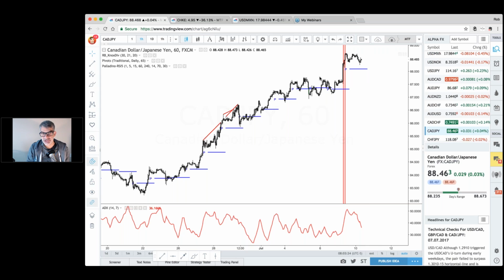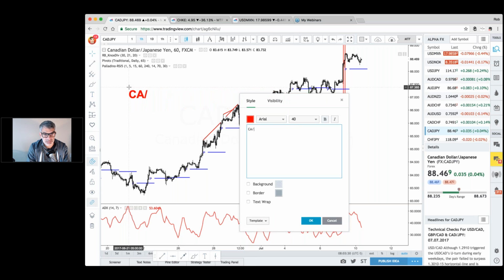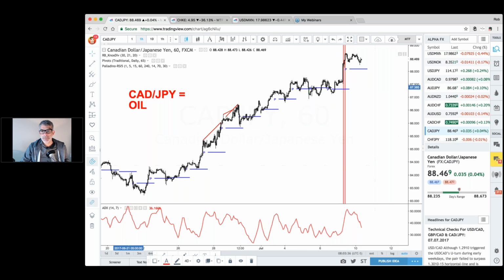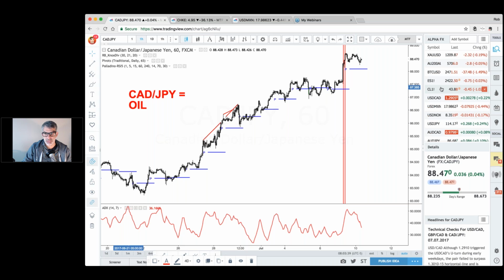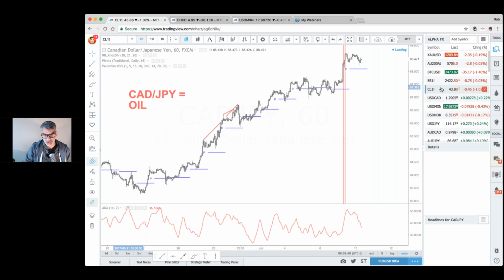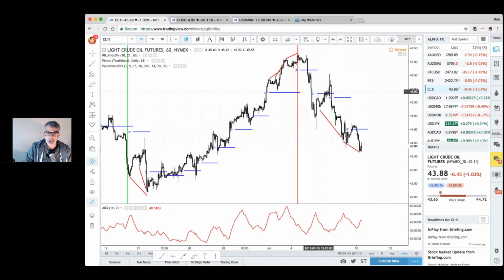The Canadian dollar against Japanese yen is really not that much different. It really equals oil. You're looking at the price of oil, with a couple of exceptions and with some variations. Oil's already reversed. If the Canadian dollar, Japanese yen has been rising, oil is usually rising as well. But then oil began to fall, but the Canadian dollar, Japanese yen did not start to fall. That's the canary in the coal mine.